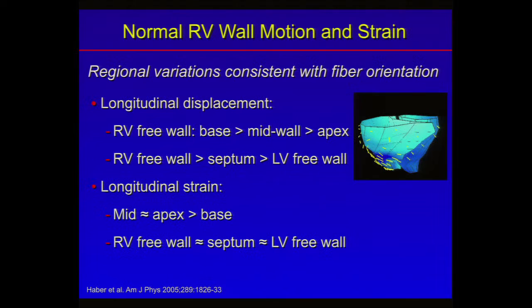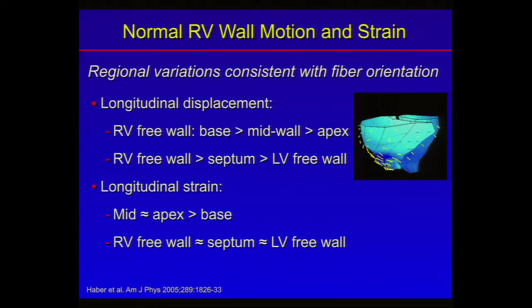We also learned some further details about regional variations that are in fact consistent with fiber orientation. So longitudinal displacement, if you just look at the various regions of the right ventricle and how it moves, the greatest degree of displacement is at the base. And that's in fact the part of the heart that exhibits the most amount of displacement, more than the left ventricle. And then there's a gradient of decreasing degree of displacement towards the apex.